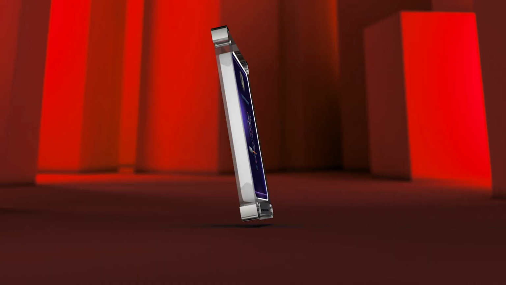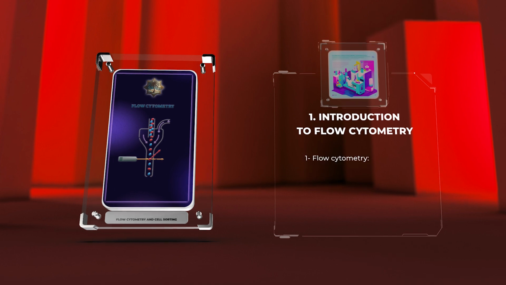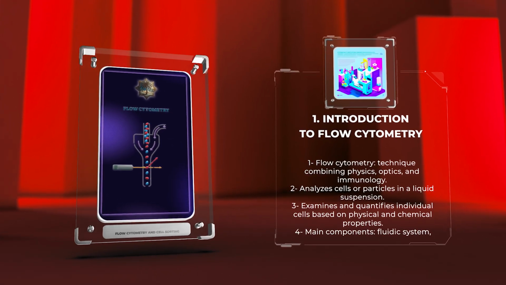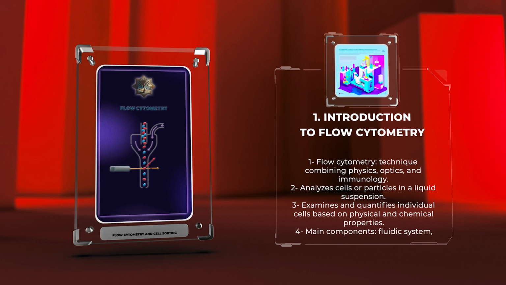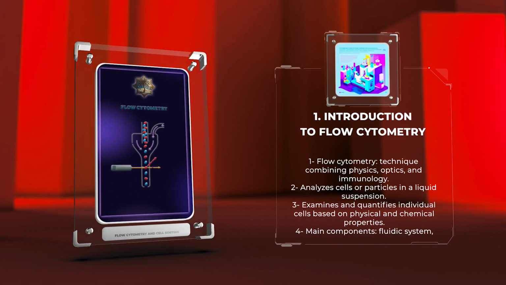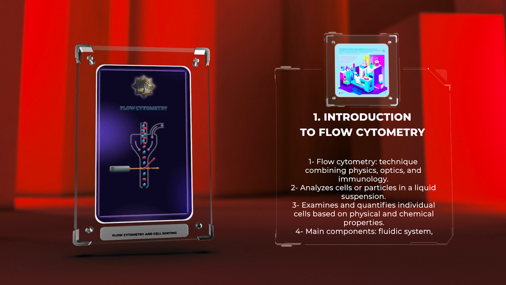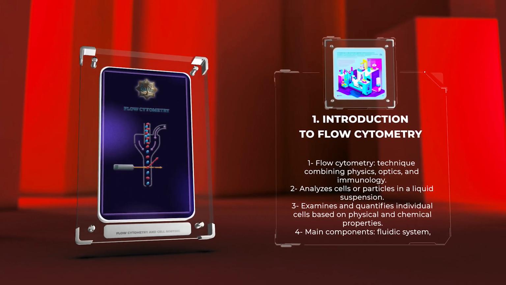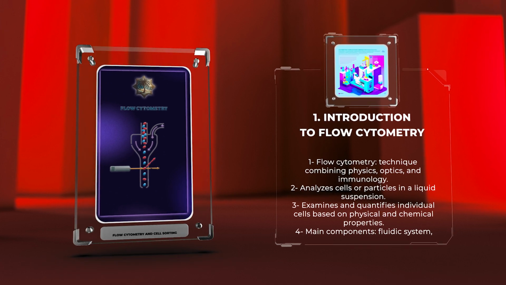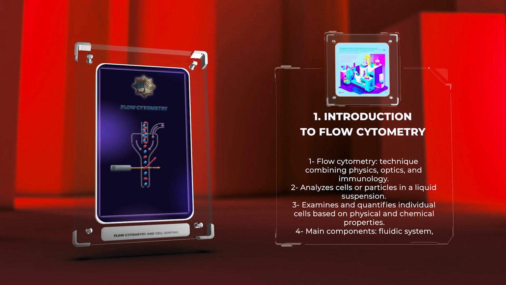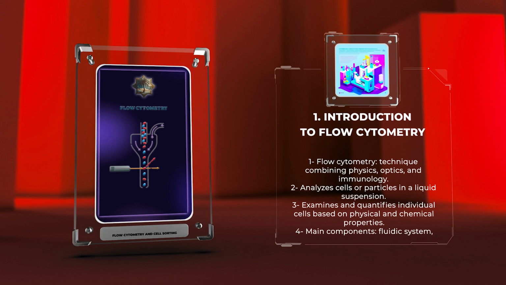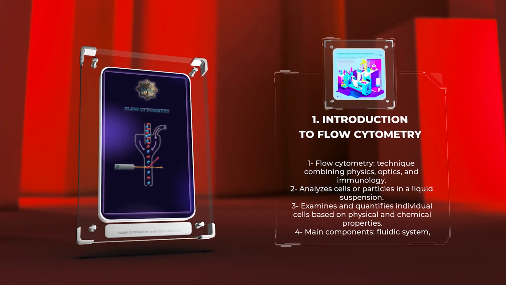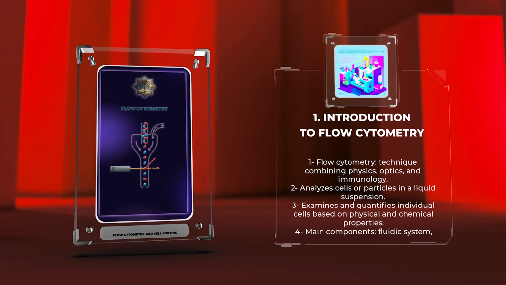Flow cytometry is a technique that combines principles from physics, optics, and immunology to analyze cells or particles in a liquid suspension. It allows researchers to examine and quantify individual cells based on their physical and chemical properties. The main components of a flow cytometer include a fluidic system, a light source, usually a laser, and detectors to measure the signals generated by the interaction between the cells and the light. By analyzing multiple parameters simultaneously, flow cytometry provides detailed information about different cell populations within a sample.